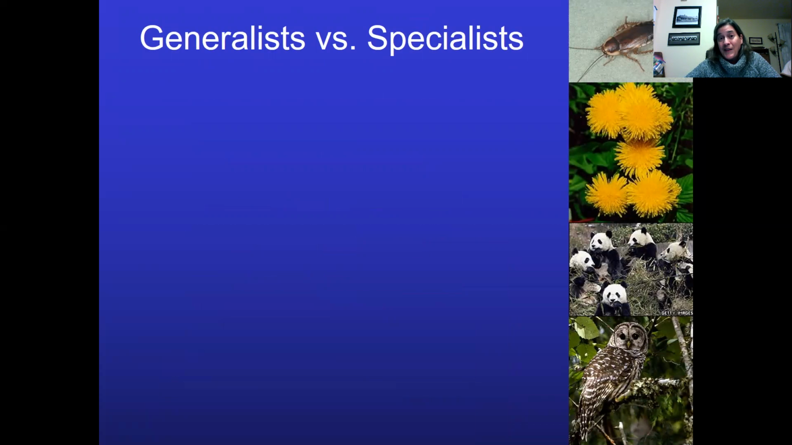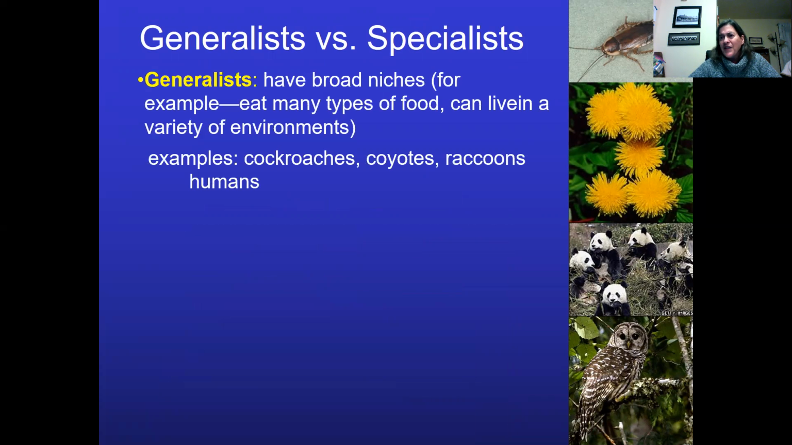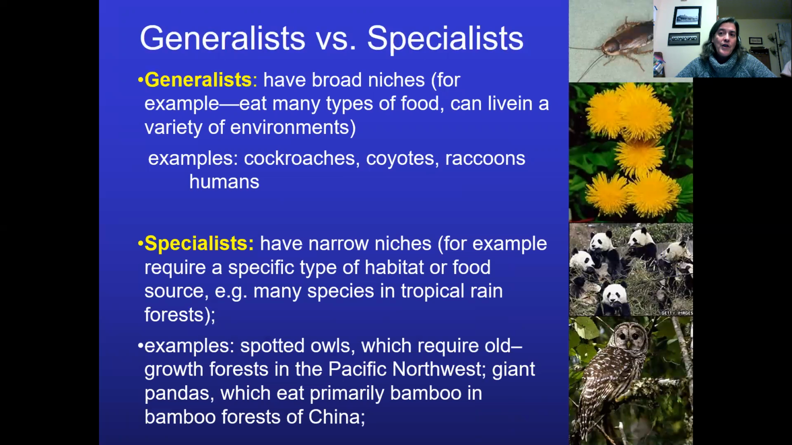More ways to classify species. There are two broad categories we can look at: generalists and specialists. And they're just exactly what you would think. Generalists have broad niches. They're very adaptable. They can survive in a broad range of environments. And specialists have a very narrow range in which they exist. Examples of generalists are cockroaches, coyotes, raccoons, and humans. We can pretty much adapt to live just about anywhere.